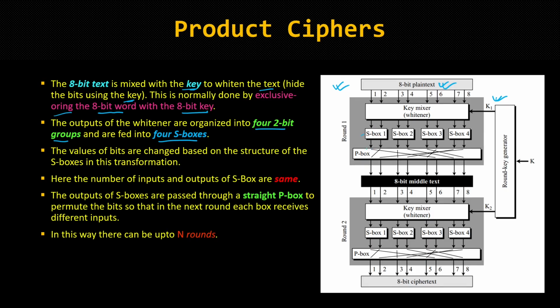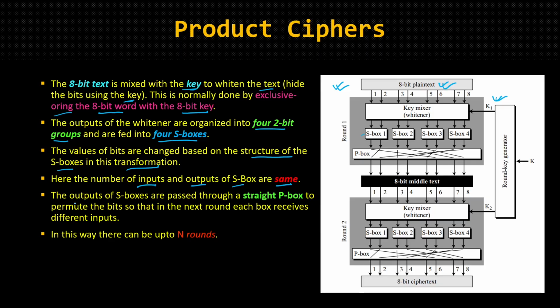So after this happens, the values of the bits are changed based on the structure of the S boxes in this transformation. Here the number of inputs and outputs of the S box are the same. The number of inputs going into this S box, the same number of outputs will come out of it as well. So 4 of these S boxes will produce 8 bits, a total of 8 bits.